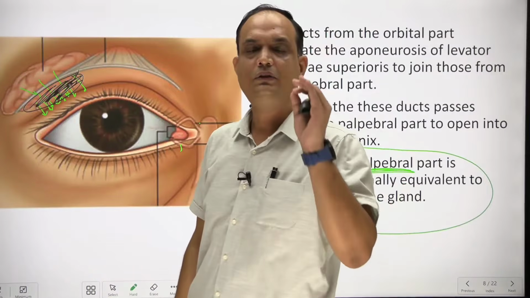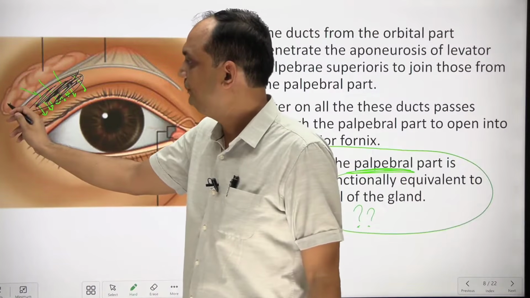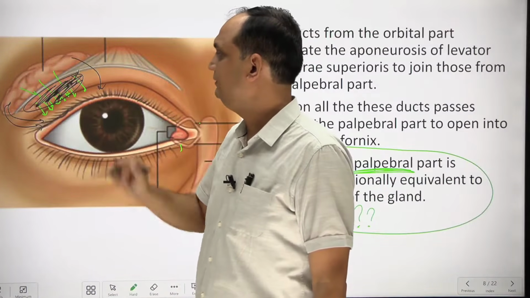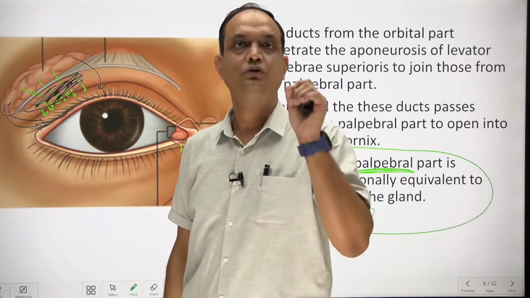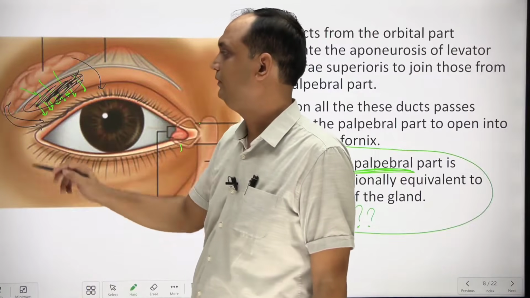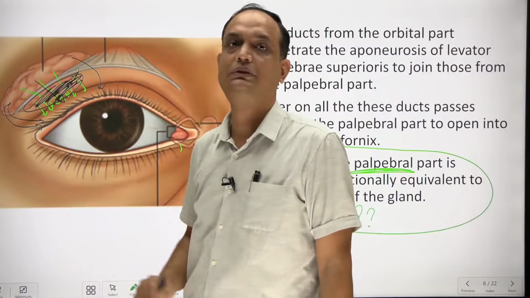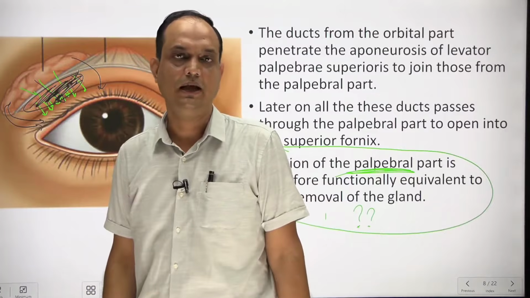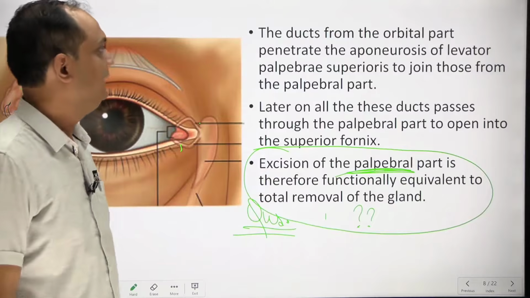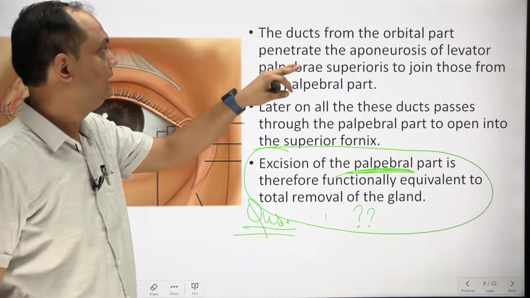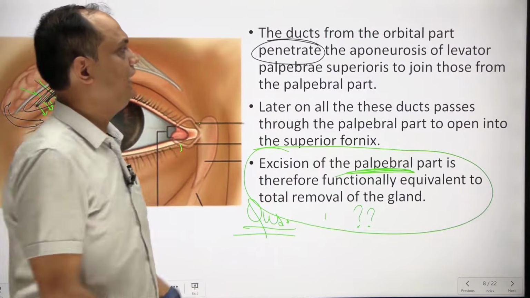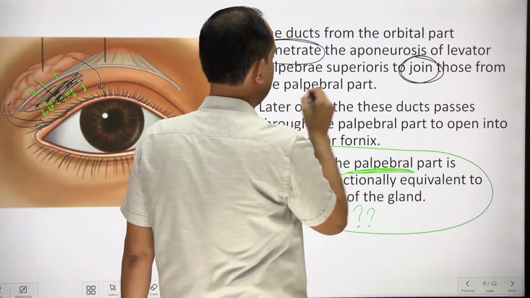ठीक है, सो ये चीज आपको याद रखनी है कि ऑर्बिटल पार्ट जो है, इससे कोई भी डक्ट इस तरह से डायरेक्टली हमारे कंजक्टाइवल सैक में ओपन नहीं होती हैं. जो भी डक्ट्स हैं, these ducts always reach to this superior conjunctival fornix by passing through this lower portion only. ठीक है, तो इसीलिए यहां पे ये चीज लिखी हुई है जो आपका सवाल है, that the ducts from orbital part penetrate the aponeurosis and they join the ducts of palpebral part.